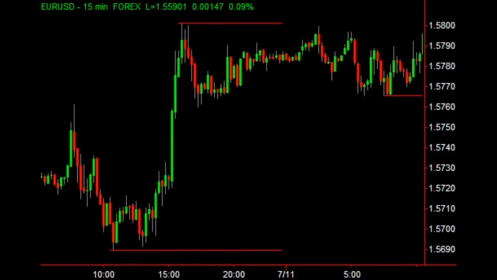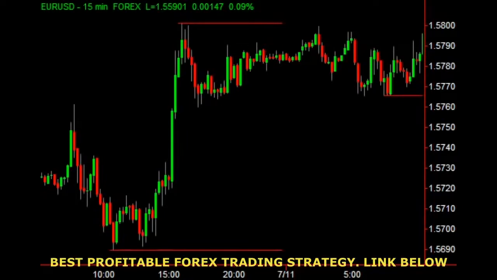Hi folks, in this video what we're going to be looking at is the range breakout setup. First thing that we need to do is identify the overnight trade range. The overnight trade range for me is the Asian session range.